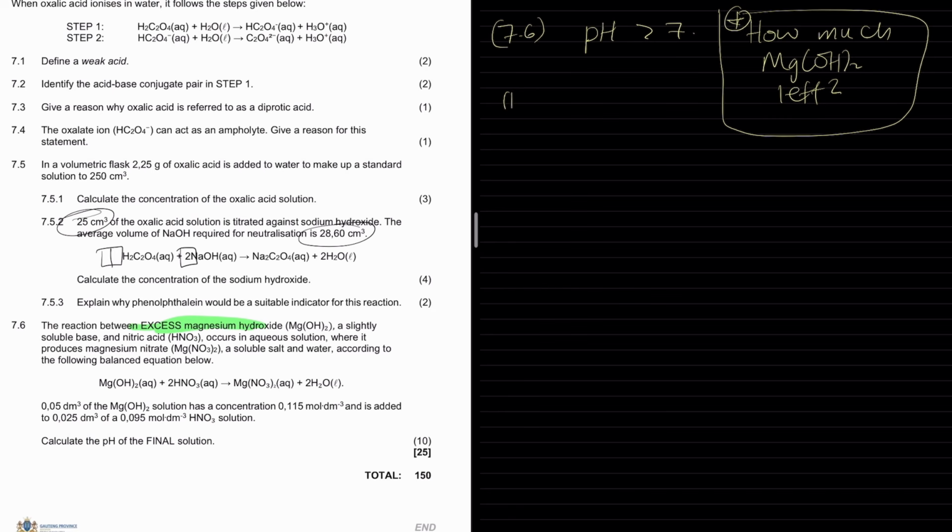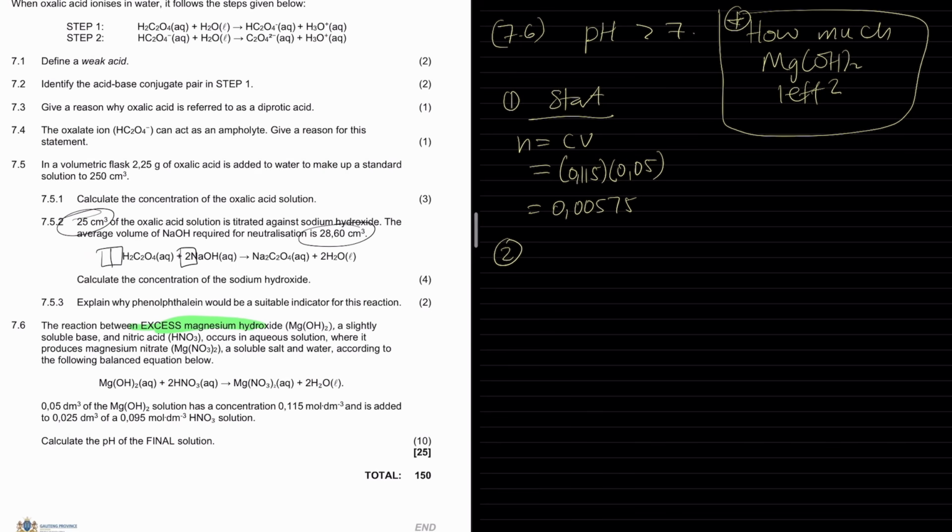So we'll start off, first thing, by saying how much did we start with. We can do number of moles is equal to CV. They've given us the concentration, 0.115. The volume is 0.05. That gives me a number of moles of 0.00575.